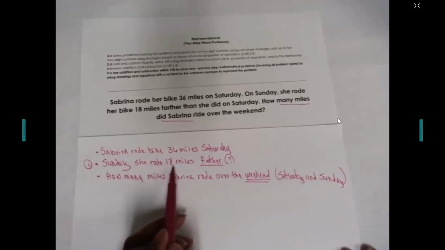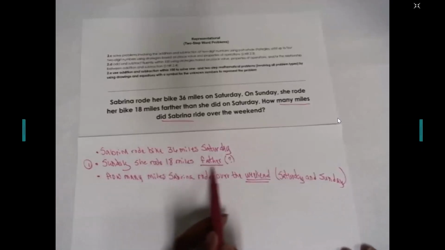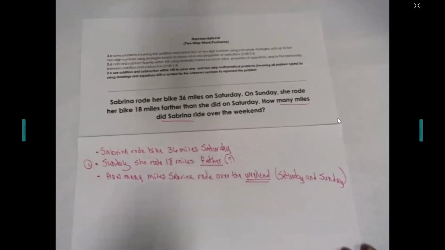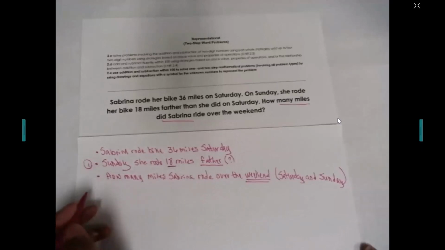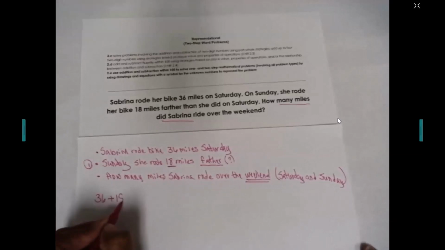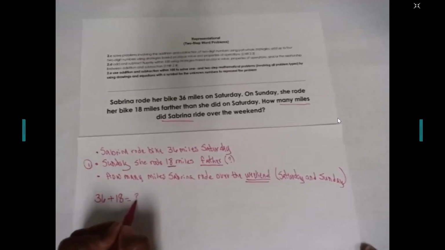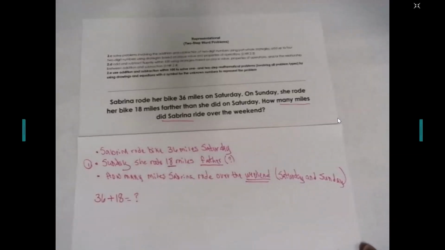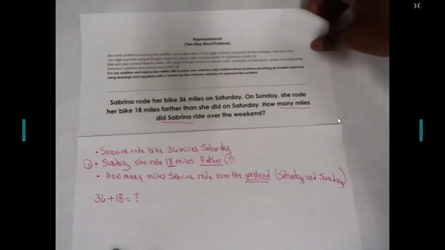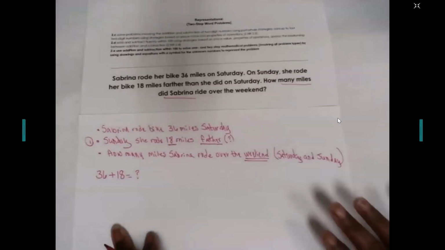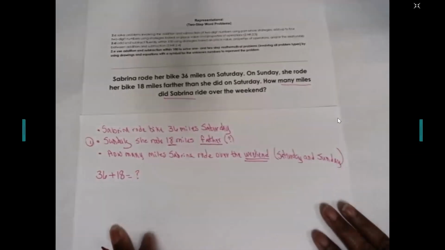Well, I know she rode 18 miles farther. And farther tells me this number is going to be larger than Saturday because she went some extra miles on Sunday. And we know the extra miles that she rode was 18 miles. So our equation to set this up is going to be 36 plus 18 equals question mark. I don't know how many she rode on Sunday, but I'm going to figure it out so that I can answer my final question, how many miles she rode over the weekend.